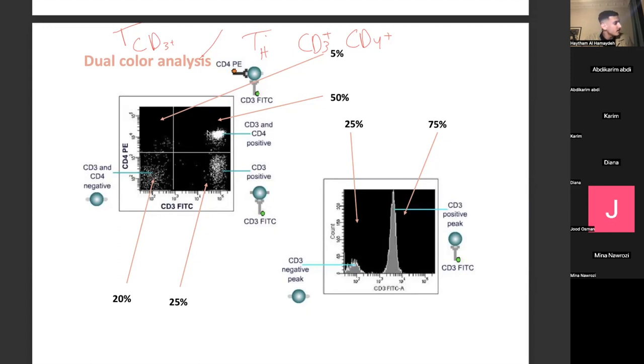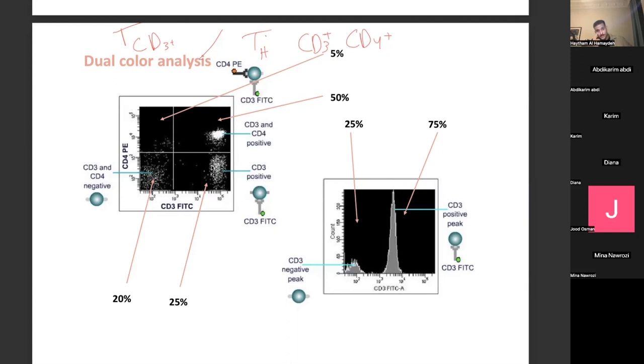Exactly. Now I want the CD4 negatives. I don't want CD4 to exist. Why did he say 45? I want CD4 to be negative, I don't want CD4 to be present. He takes 25. Why? Because in this case it's CD3 positive and there's no CD4. Exactly, makes sense. This part is also CD4 negative. Now I want CD3 negative, sorry.